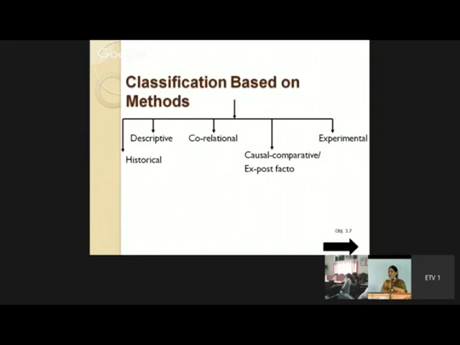Then we have correlational research. Correlational research, as the term indicates, ma'am is here. So ma'am, can you explain what do we mean by correlation? Dependency of two things on each other. Okay, so that means whether the two variables are related to each other or not. It is only establishing relationships.